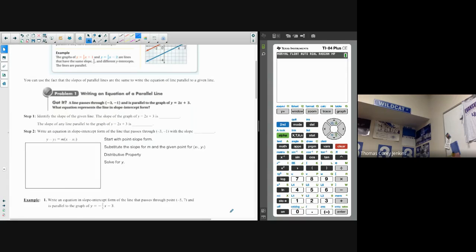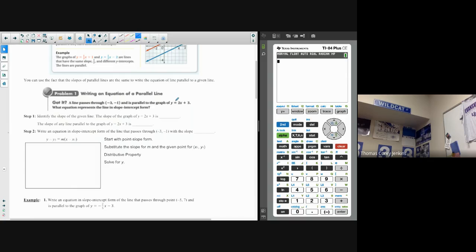So in problem 1, we're going to go ahead and try to write an equation of a parallel line. So there's the step-by-step process. I'll try to follow it, okay? Eventually you want to get away from fill in the blank stuff, but it's good for notes. It's good for introducing the process. So here's the problem. This is what your test problem would say. A line passes through (-3, -1), and it's parallel to y equals 2x plus 3. What's the equation of that line in slope-intercept form?